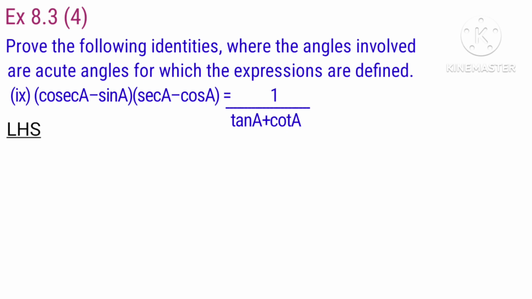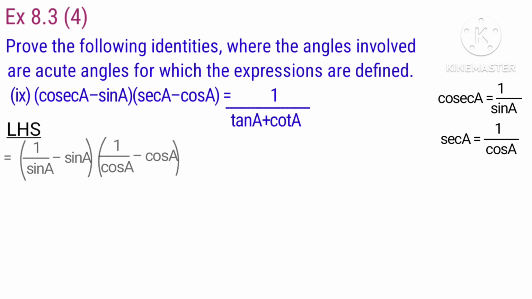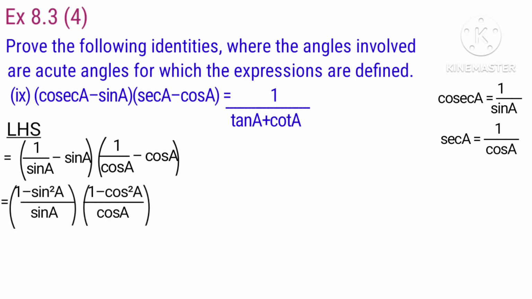ஸோ சிம்பிளிஃபிகேஷன் ஈஸியாக பண்ணுறதுக்காக cosecant a I'm taking as 1 by sin a and secant a as 1 by cos a. So when I substitute I'll get 1 by sin a minus sin a into 1 by cos a minus cos a. Now we have to take LCM. So I'll get 1 minus sin square a divided by sin a into 1 minus cos square a divided by cos a. So numeratorல square இருக்கு.